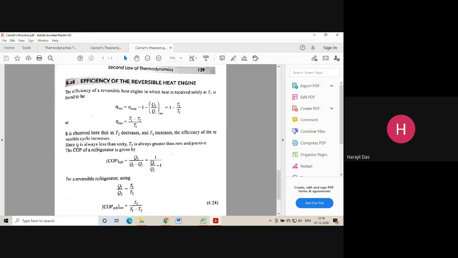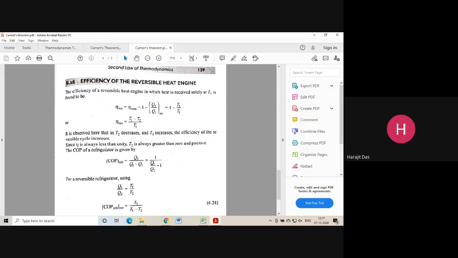minimum. So since eta is always less than unity, it should always be less than unity. So T2 is always greater than 0. T2 cannot be 0, otherwise it will become a PMM2 machine, and it should have some positive finite value. Next one is the reversible refrigerator.